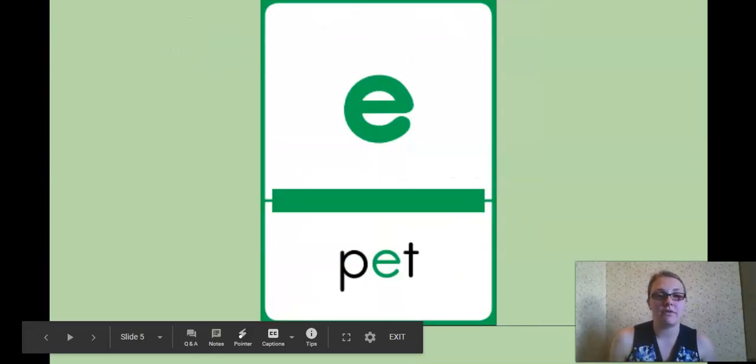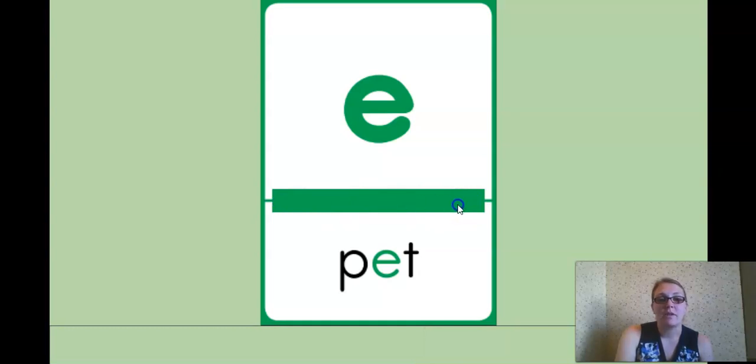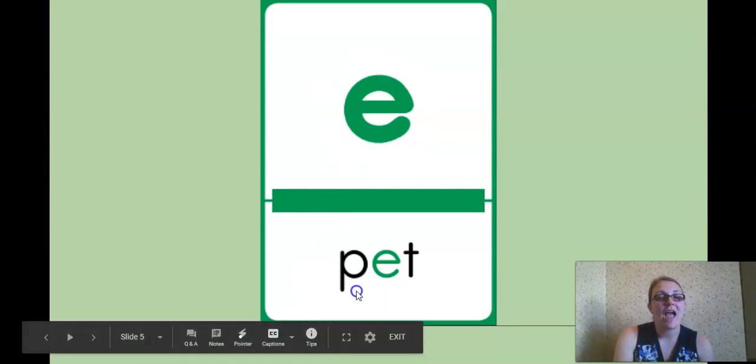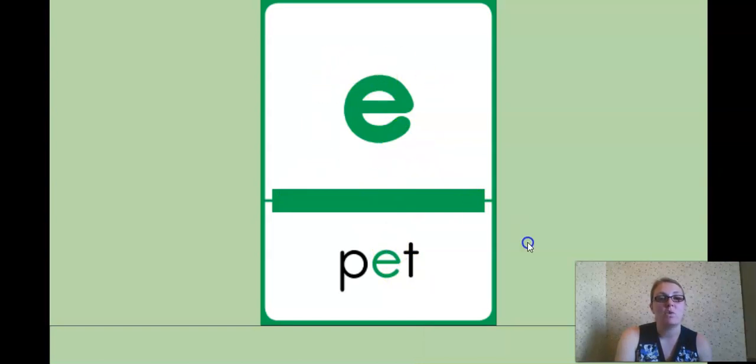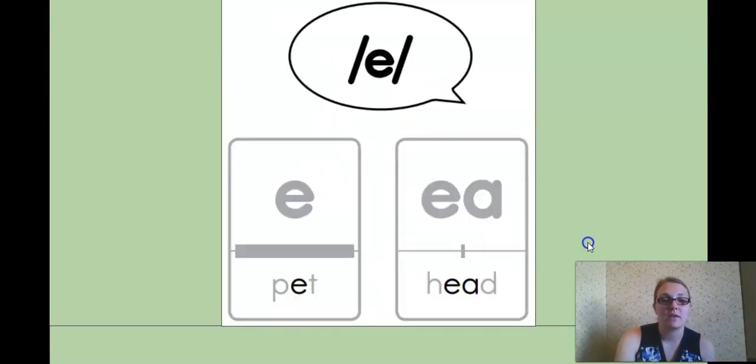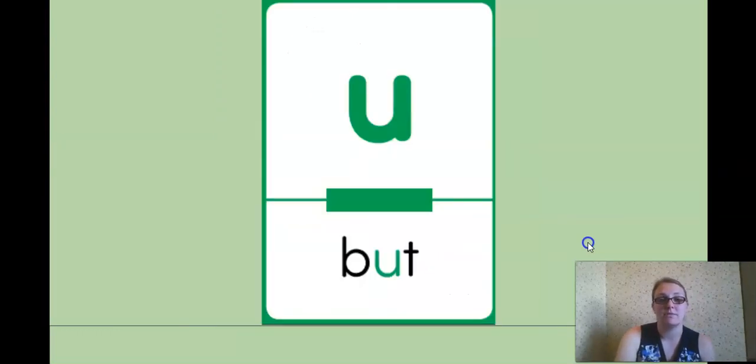Our new vowel sound for today, one of them, is letter E. Good job. As you can see by the power bar, this is one of the most common ways to spell the sound, as in pet. So if you hear the sound, most of the time it will be spelled with the single letter E. Let's add that to our chart. It will be spelled E in most of the words.